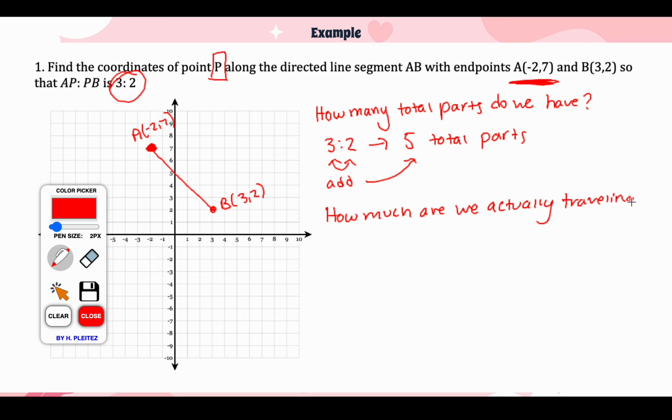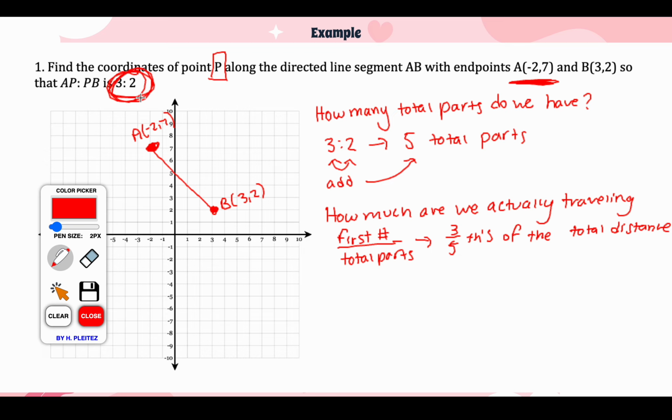Because if we're traveling the entire way from point A, we're going to end up all the way at point B. But we don't want to end up all the way at point B. We're trying to find a very specific location for this point. So if the ratio is 3 to 2, we take that first number and we divide it by the total parts. That means we are going 3/5 of the total distance.